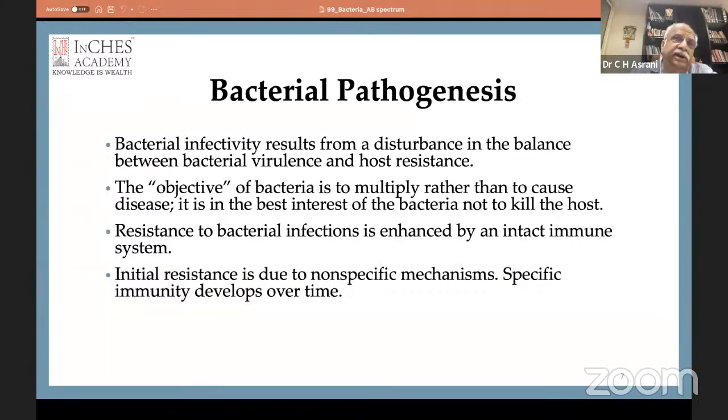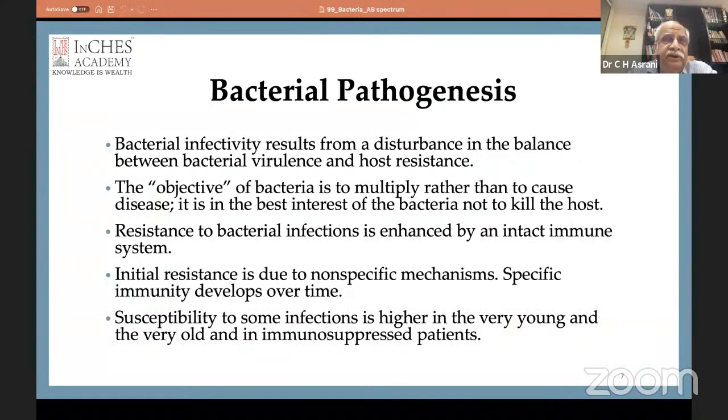Initial resistance to the bacterial infection is a non-specific mechanism. You know, the specific mechanism of immunity is IgM, etc. Initially, our body resists by barriers: barriers in the nose, barriers in the GI tract, barriers in the throat. Specific immunity, we know, develops over time, either through vaccines or through exposure to a disease.